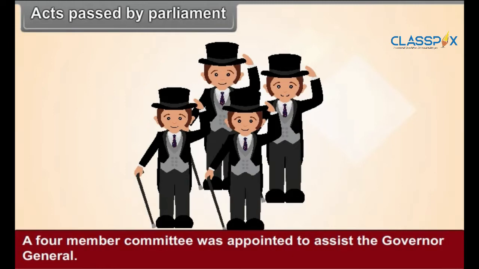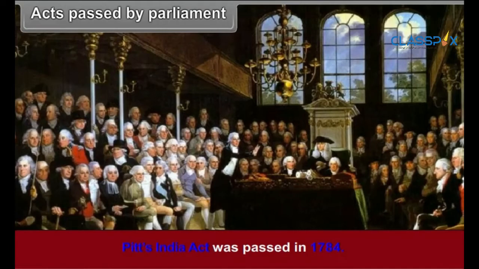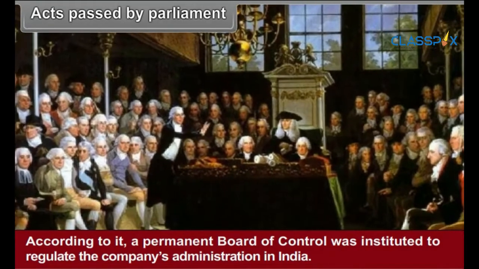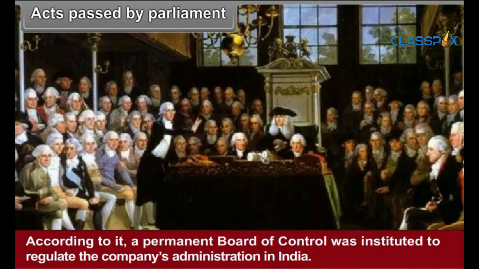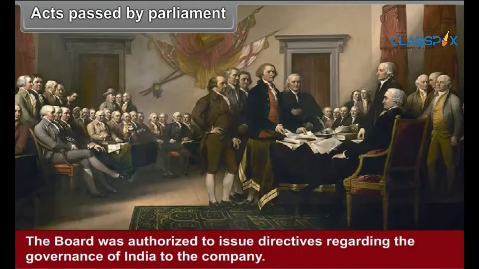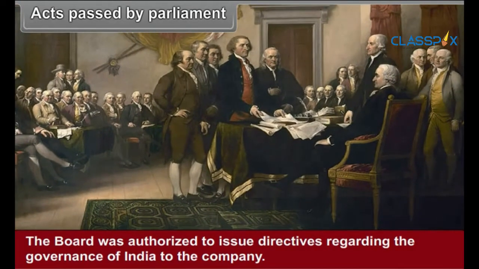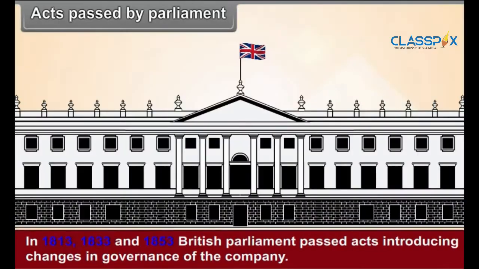Pitt's India Act was passed in 1784. According to it, a permanent board of control was instituted to regulate the company's administration in India. The board was authorized to issue directives regarding the governance of India to the company. In 1813, 1833 and 1853, British Parliament passed acts introducing changes in the governance of the company. In this way, the British government established its indirect control over the administration of the company.